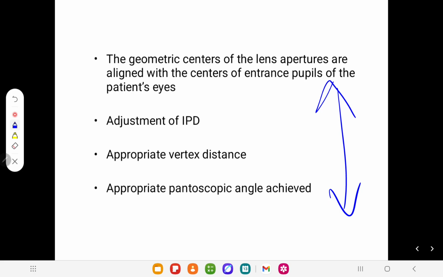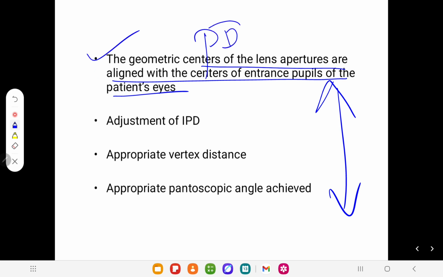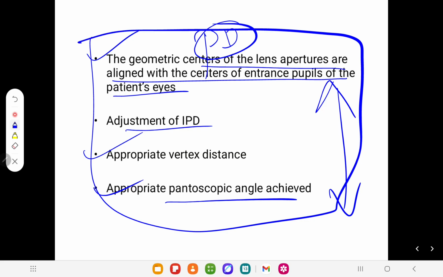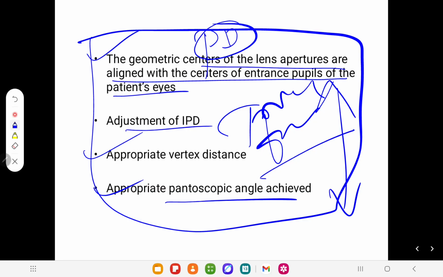We must take care, and many times we don't take care of these things, isn't it? The geometrical center of the lens aperture should align with the center of the entrance pupil, isn't it? That's very important. That means the adjustment of IPD, even in phoropter or trial lenses. An appropriate vertex distance is very important, very much easier with the trial frame than phoropter. An appropriate pantoscopic angle is also much easier. And these are all easier with the trial frame than phoropter. But yes, definitely we can adjust these things with the phoropter too, but it's easier with the trial frame.